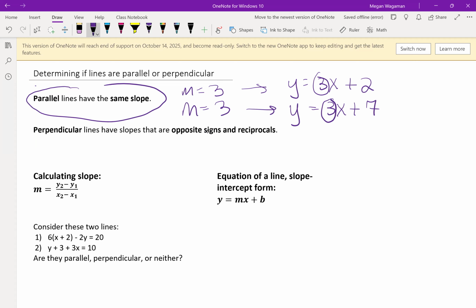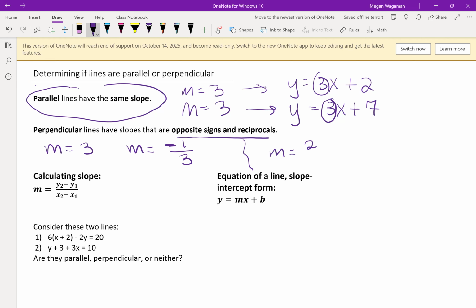Perpendicular lines, on the other hand, have slopes that are opposite signs and reciprocal. So if one has a slope of 3, its perpendicular line would have to have a slope with the opposite sign, so it would be a negative, and it's going to be the reciprocal. So we could think of this as 3 over 1. Its reciprocal would be 1 over 3. So that would be one example if we had a slope that already looked like a fraction.